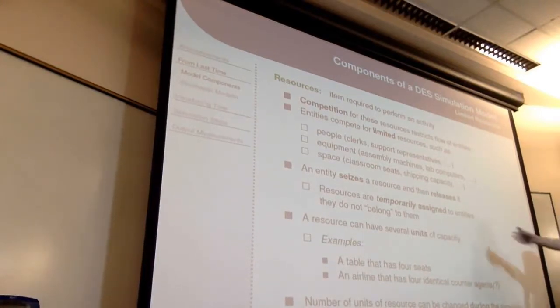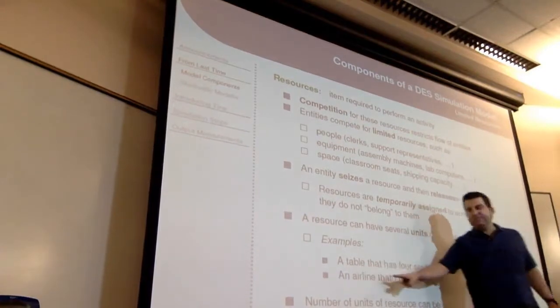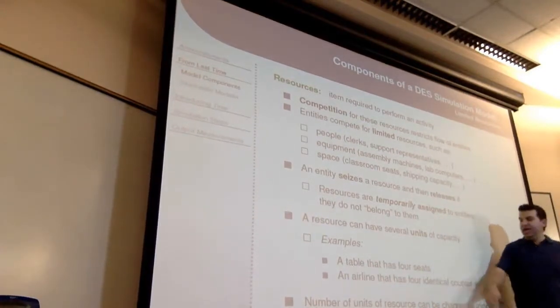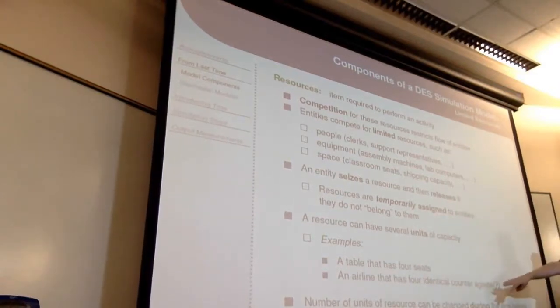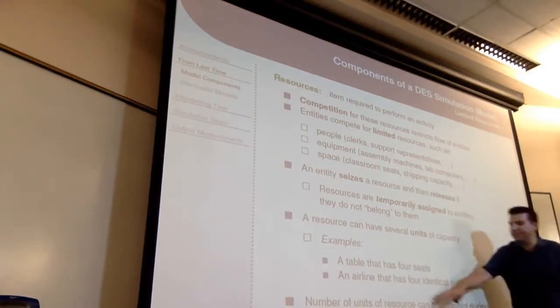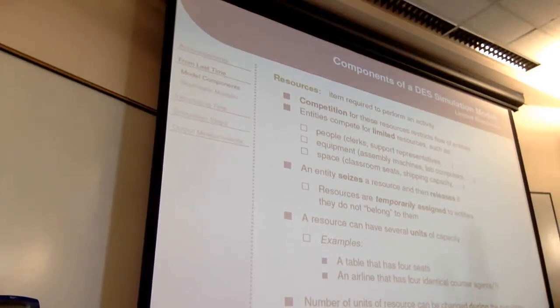So you can have multiple units of resources. I can model a single table resource that has a capacity of 4. I can model a single airline counter-agent resource that has a capacity of 4. So rather than modeling 4 resources, I model 1 resource with extra capacity.